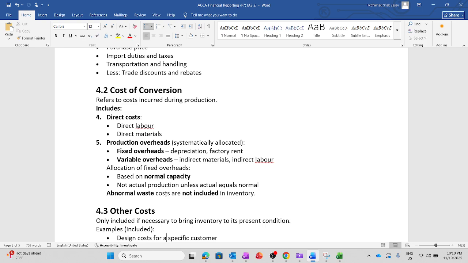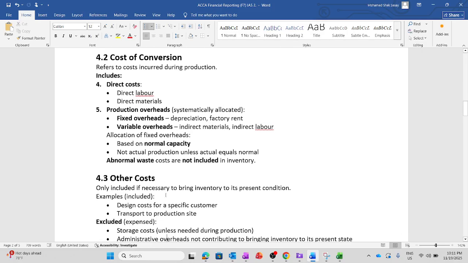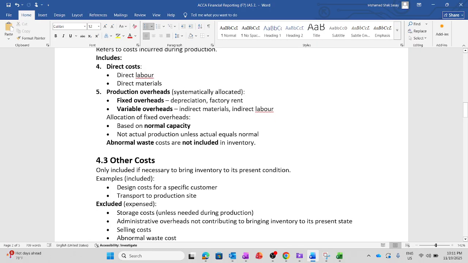Also, we have some other indirect material, overhead and labor, which we can allocate to the fixed overhead. We also have different allocation methods which we can use based on normal capacity, and when we are talking about the conversion cost, abnormal waste costs are not included in the inventory valuation. So we need to know these, and when we are going to solve past questions, we can see how we can extract the cost components.